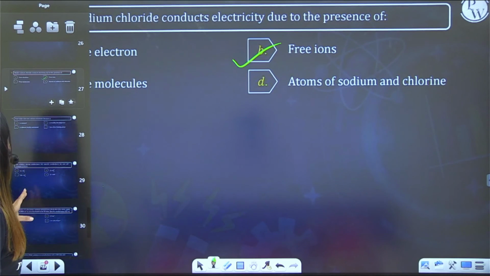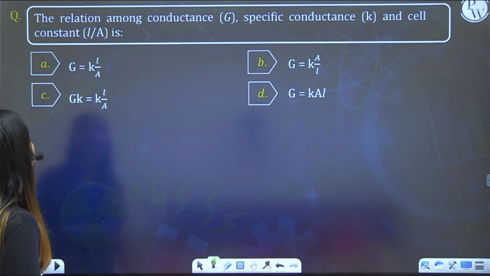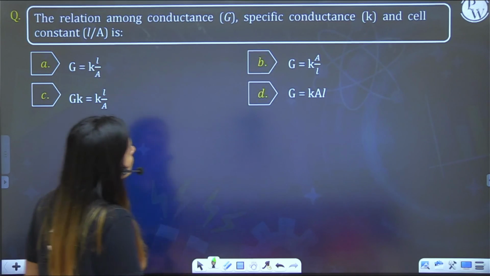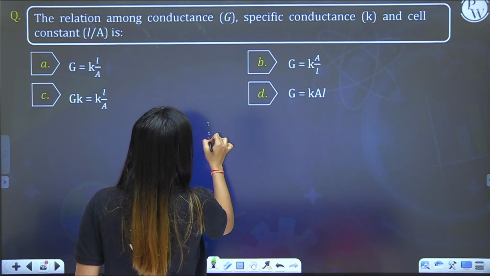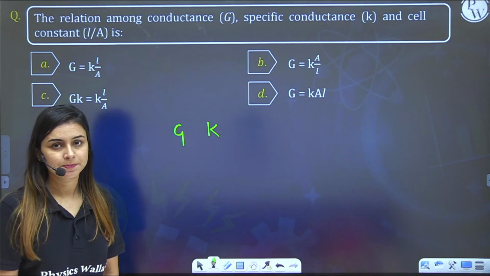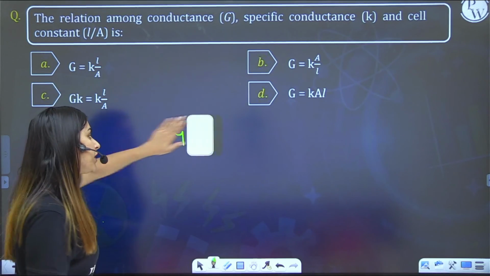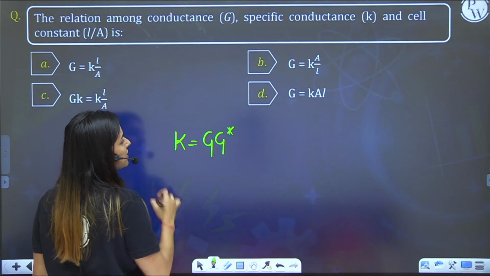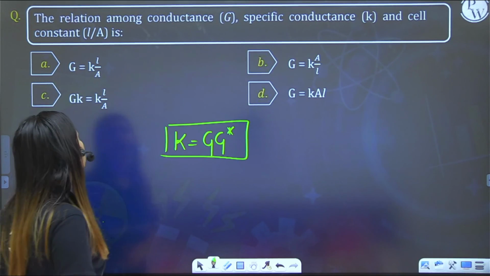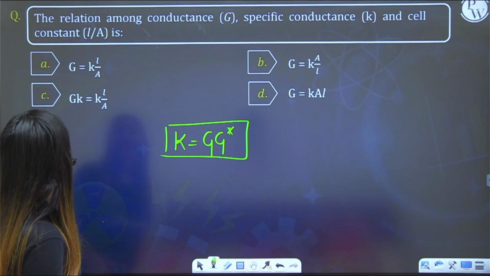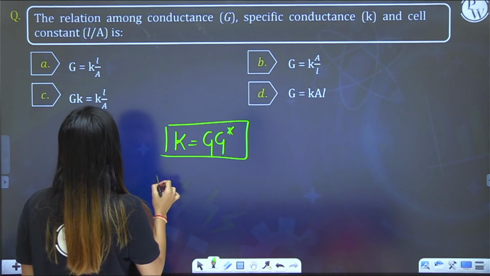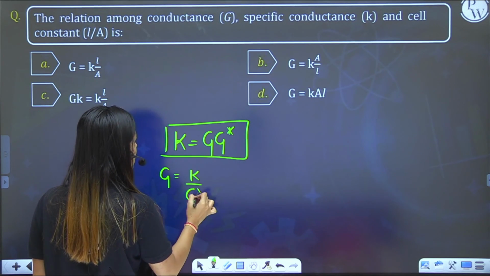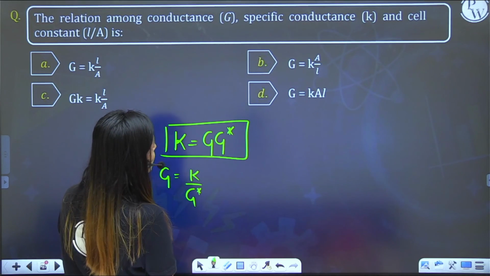Okay. Next question, my dear students. The question says that the relation among conductance, that is G, specific conductance, that is K, and the cell constant is. We know that the relation is conductivity is equal to the conductance into the cell constant. So K is equal to G into G star, but you have to give the expression as G. So G will be equal to K upon G star.